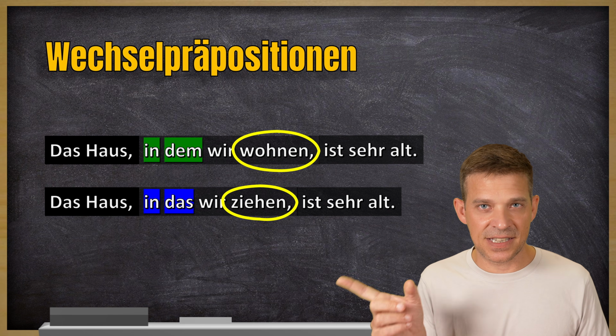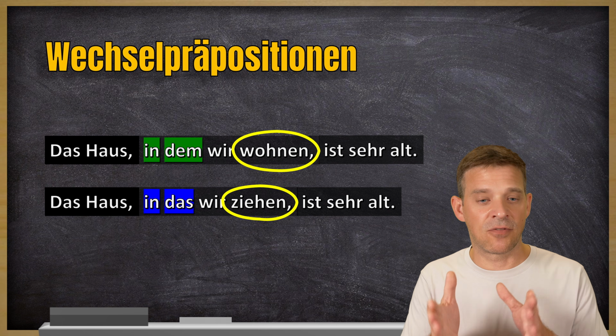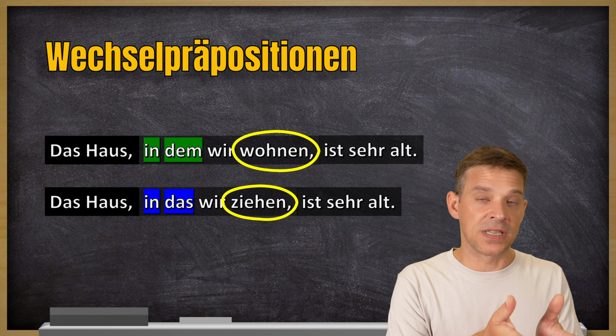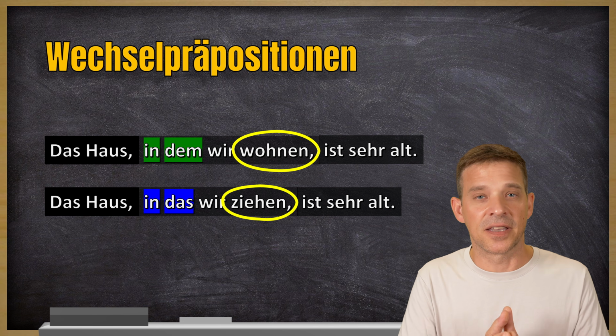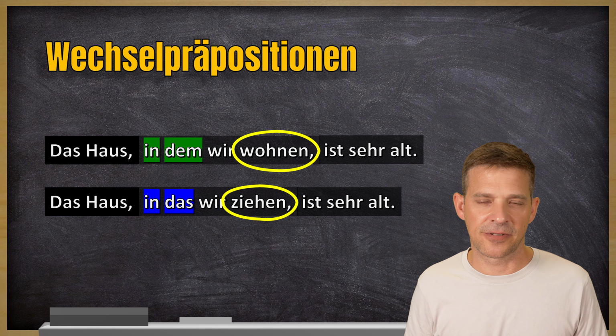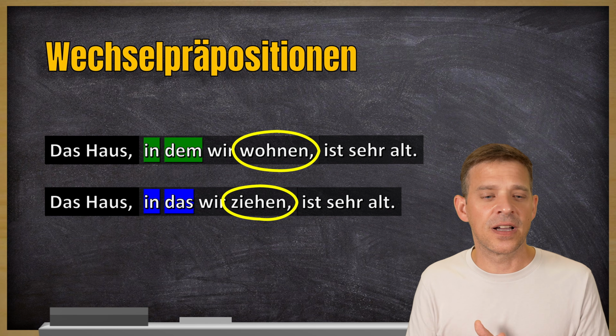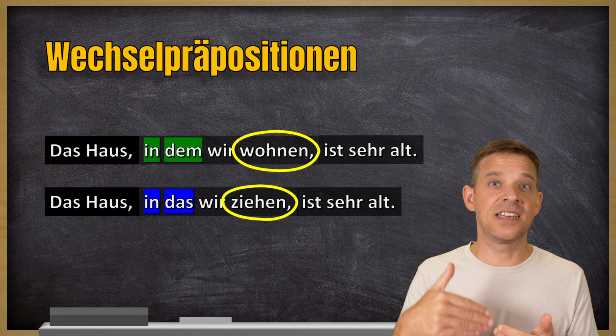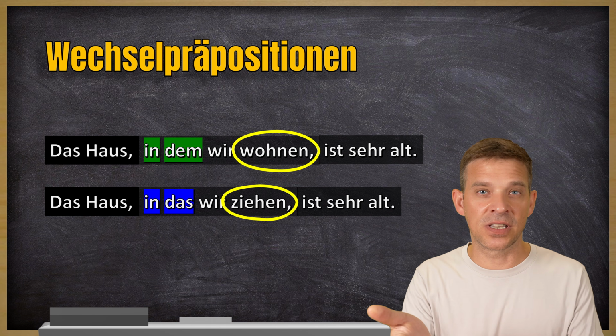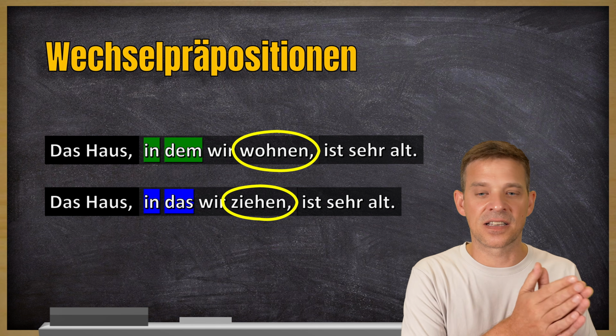Now, ziehen is a moving verb. You move from apartment A to apartment B. So it's a verb of movement. Therefore, you have to use accusative. And here the question for accusative is wohin. Wohin zieht ihr? Where are you guys moving to? Wir ziehen in das Haus.